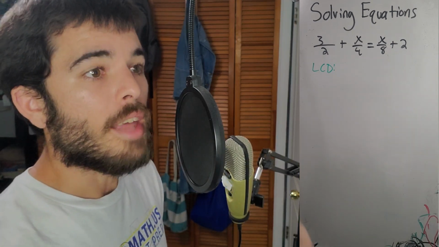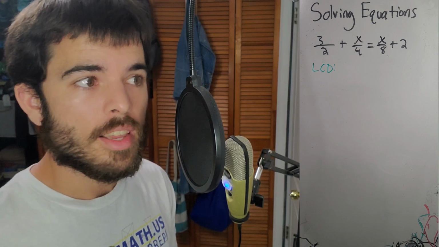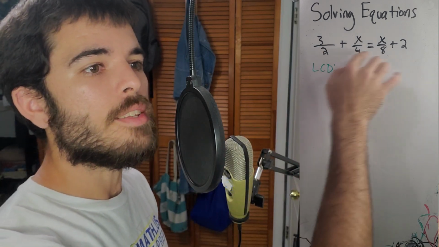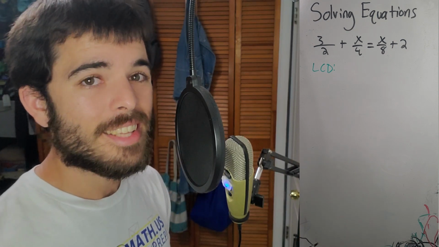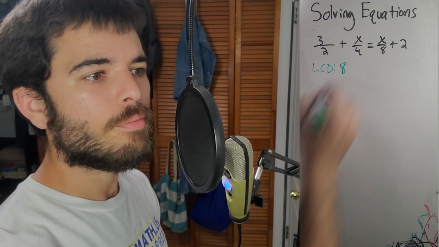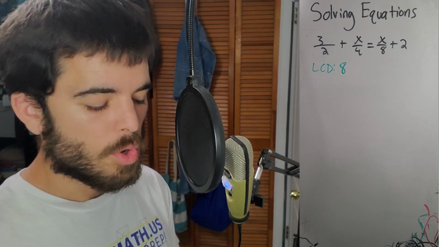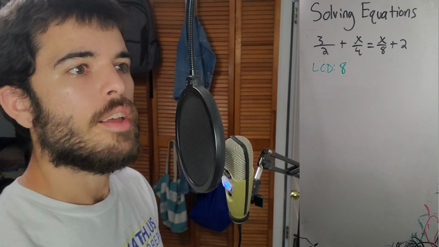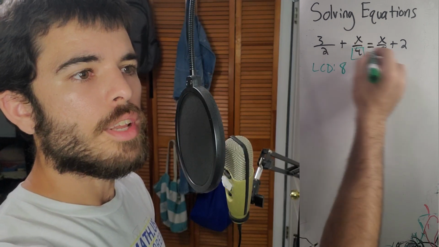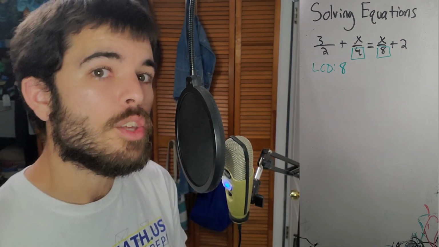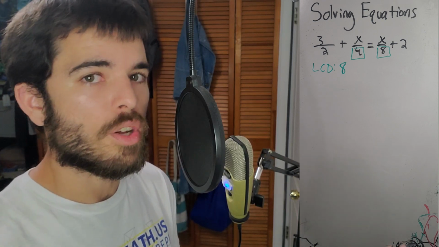So the LCD is going to be what? It's the smallest number that each of these denominators go into. Incidentally, the LCD is 8. Whenever you're unsure of an LCD, you can always multiply the two largest numbers in the denominator, and that will be a denominator that you could use to multiply across the equation.